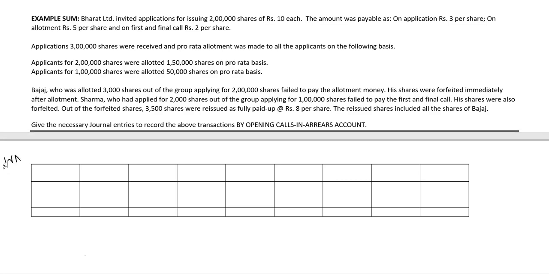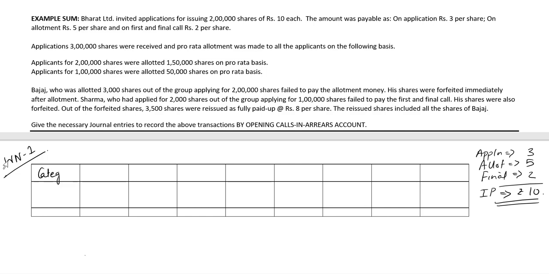Working note 1 is the preparation of the 9-column table. On the right corner, we will write the breakup. For application, it's rupees 3. On allotment, it's rupees 5. And on the first and the final call, it is rupees 2. It's issue at par, so the issue price is equal to the face value, which is rupees 10. Let's go ahead with the preparation of the 9-column table.